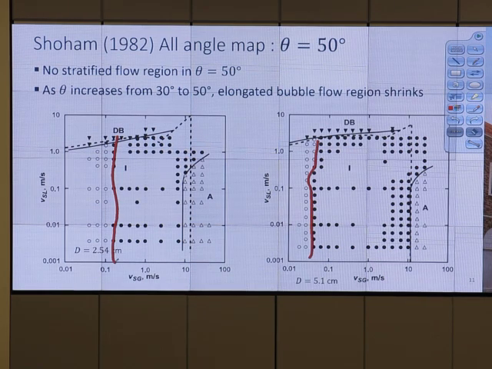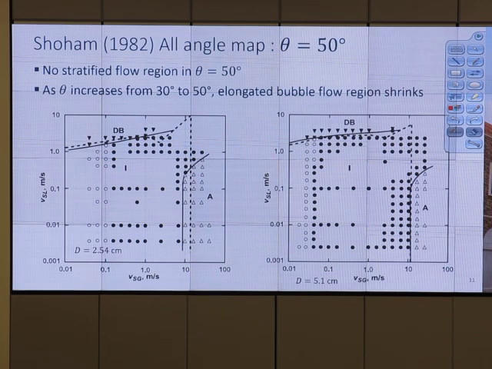Raymond, which one is prone to have elongated bubble? Small pipe, right? If the pipe is small, we have elongated bubble. When the pipe is big, we tend to have more slug. There's more mixing at the same VSL, VSG.